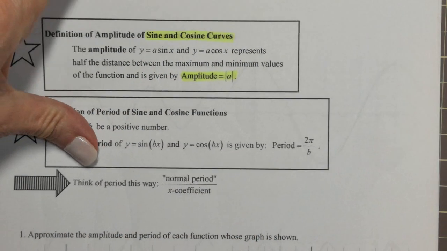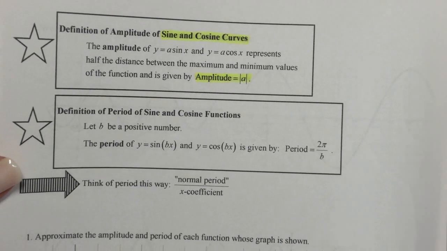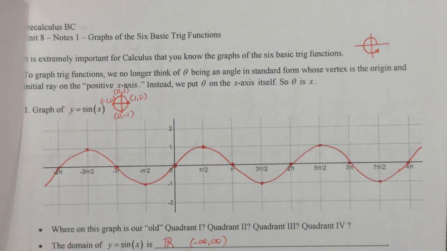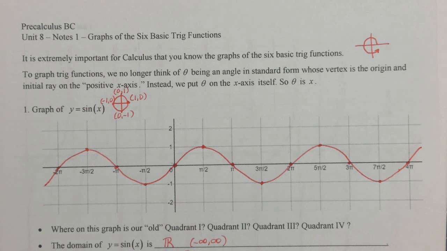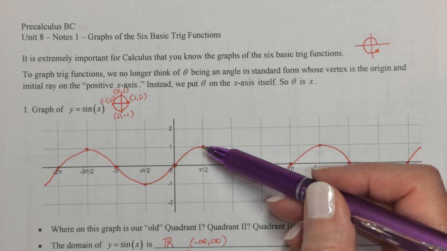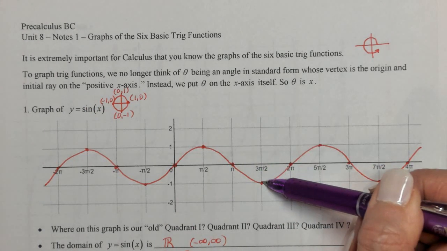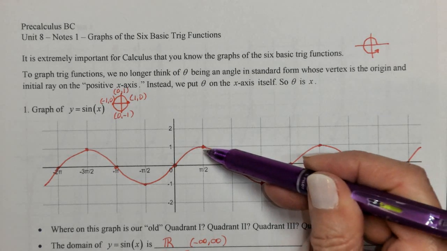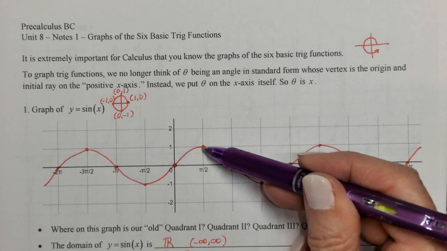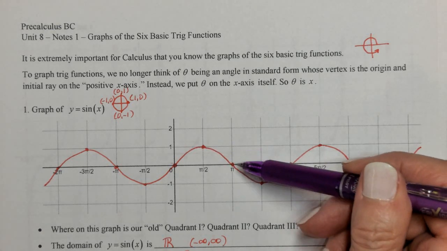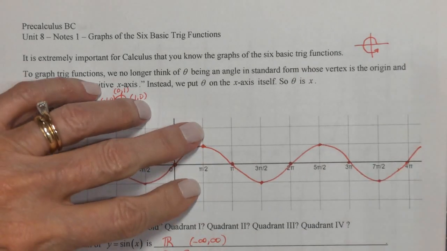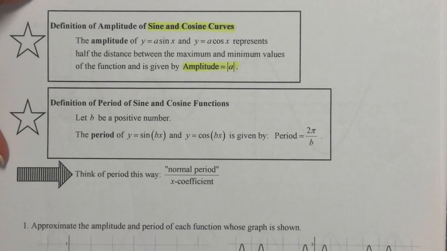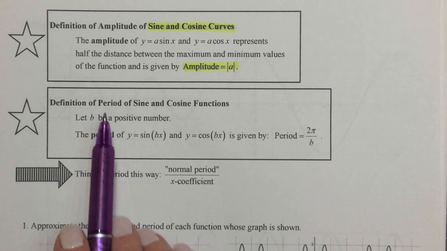Remember our graph of sine? Let me pull it back up. There's our graph of sine. The max is 1, the minimum is -1. The distance between those is 2. Half of that is 1. Okay? For period.